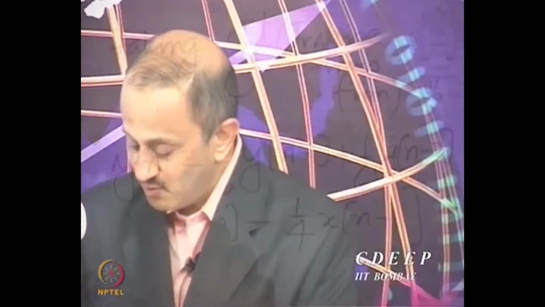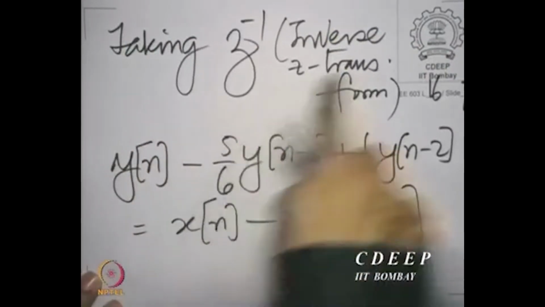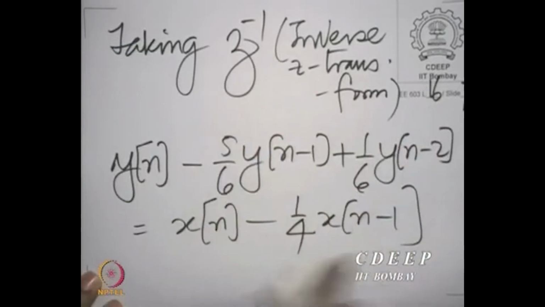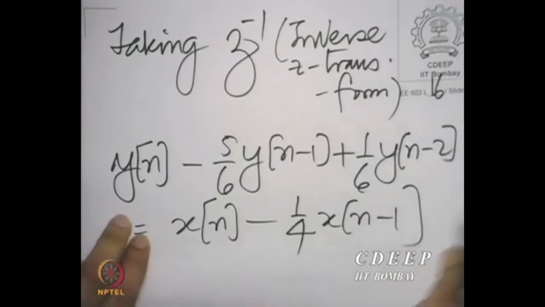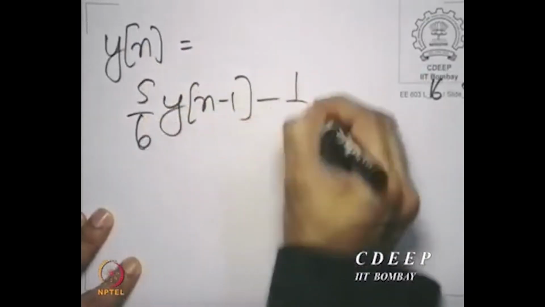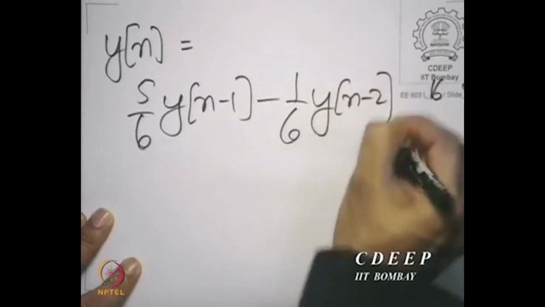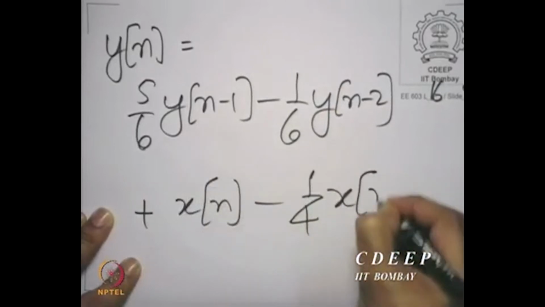And of course, we can rewrite this. What we want to do ultimately is to write y[n] in terms of past values of y and x and its past values. So, we can keep y[n] on one side and move all the other terms to the other side. So, we have y[n] is 5/6 y[n-1] minus 1/6 y[n-2] plus x[n] minus 1/4 x[n-1].